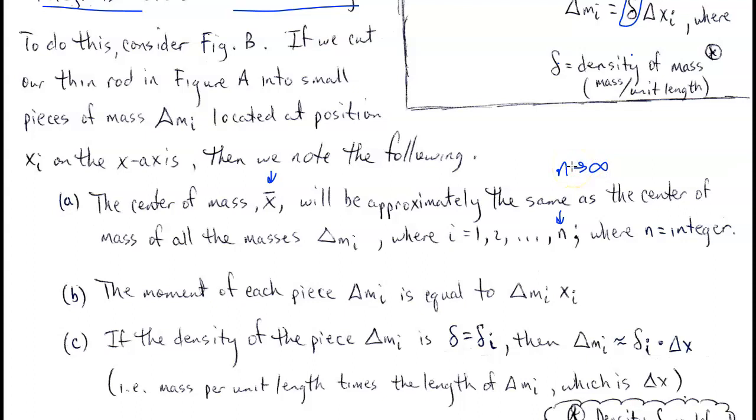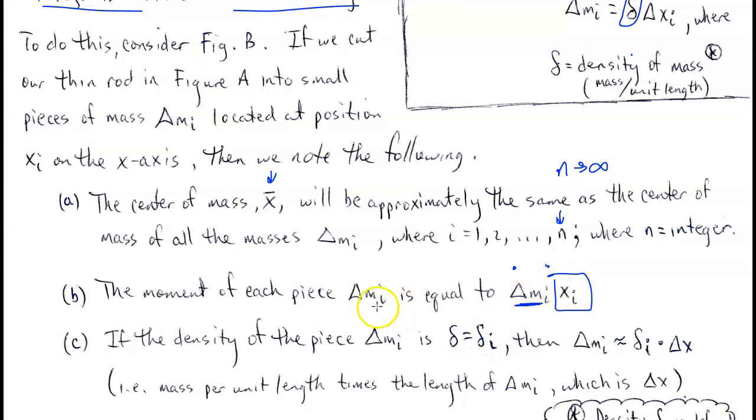But right now we're just keeping it general. Now we know that the moment of each piece is going to be whatever the change in the mass is, from the left end of that piece to the right end of that piece, times how far it is from what we're calling the origin.